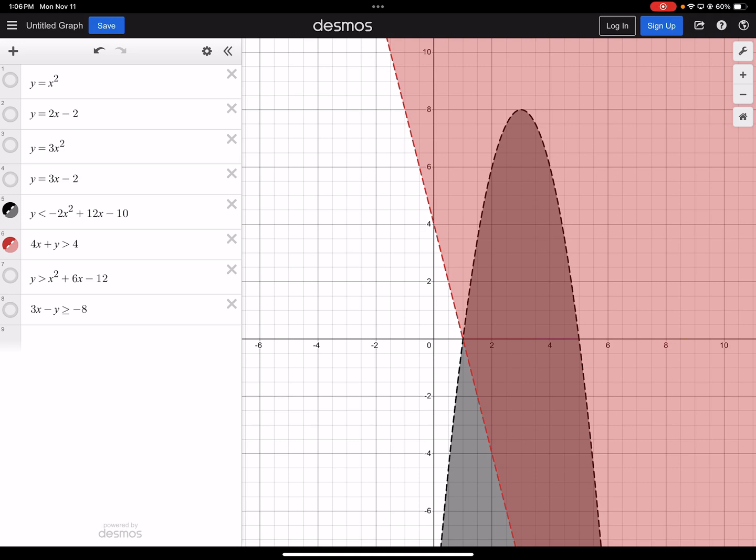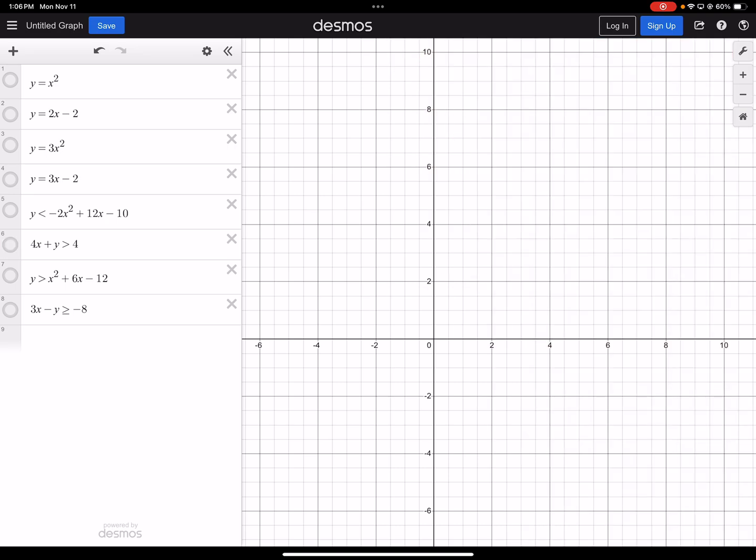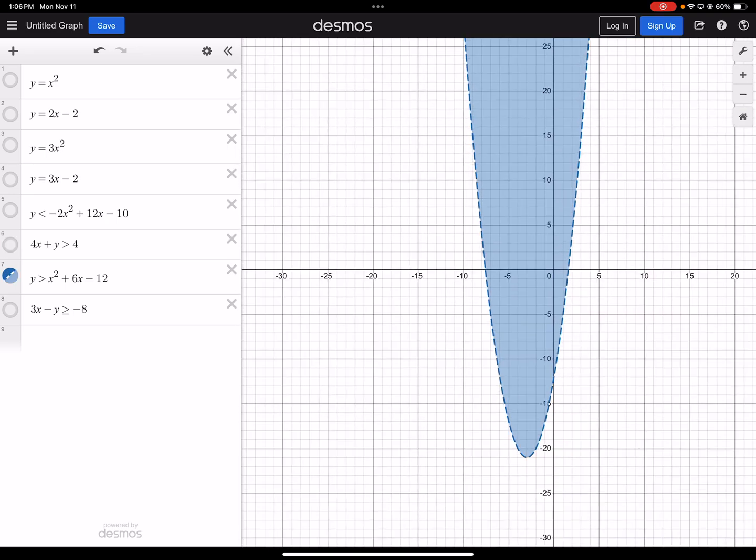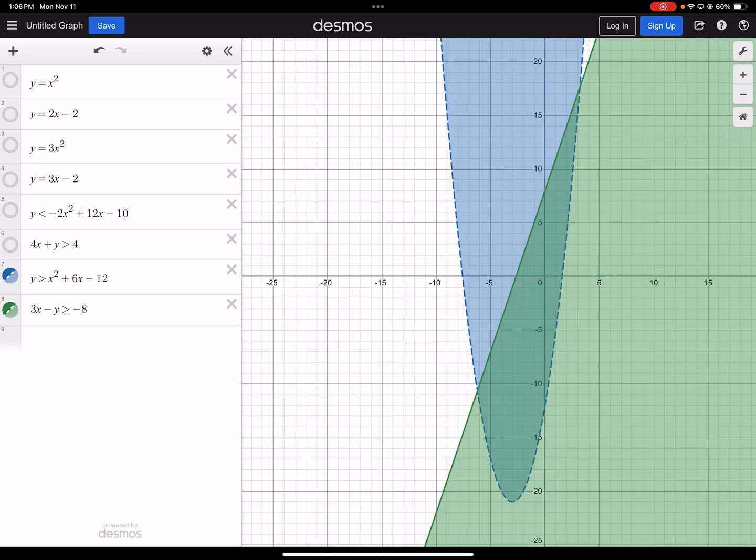And again, the nice thing about Desmos is you can just type it in just like that. You don't have to solve for y. Don't have to do any of those things. You can just do it. So there's what the first one looks like. The second one, there's your first graph. There's your second graph. The double shaded region is where your solutions are for that system.